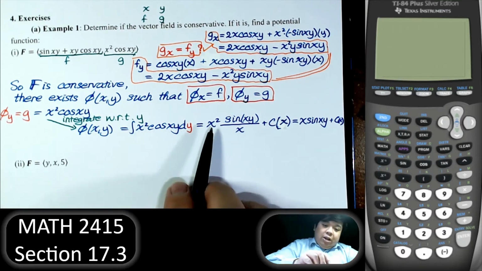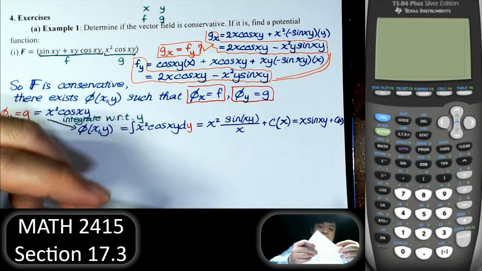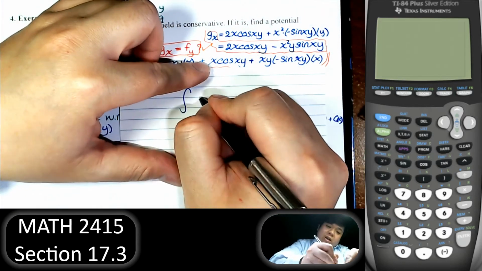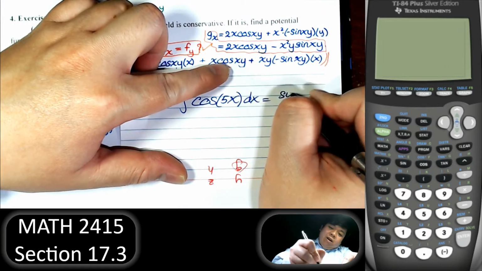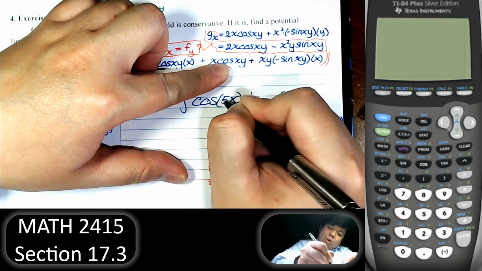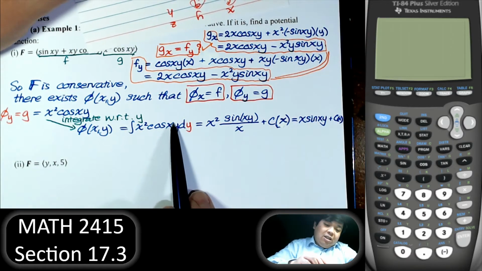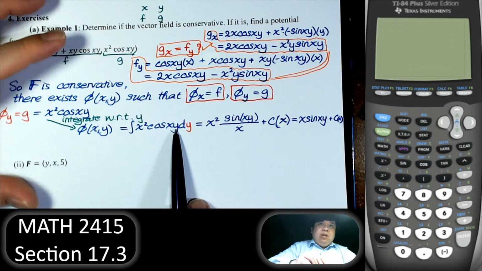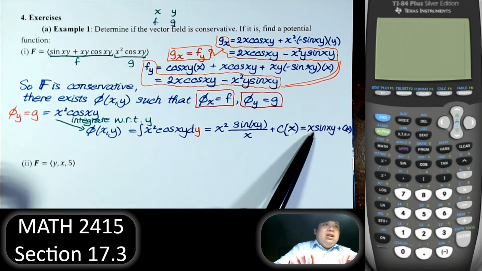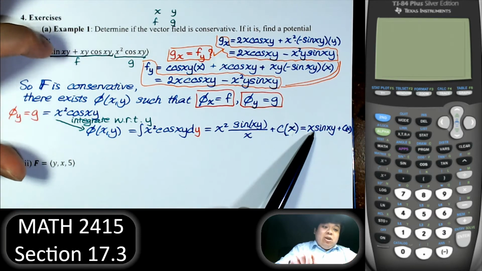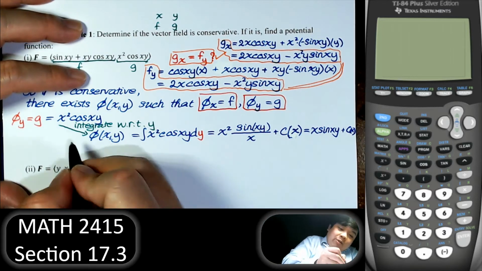Right, so integrating cosine gives sine, and then we divide by that constant. It's pretty much like integrating cosine of 5x, which is sine of 5x over that constant. So now that constant is x because y is the variable. So we integrate the second one with respect to y to get back to the function. That's a lot better than integrating the other one.